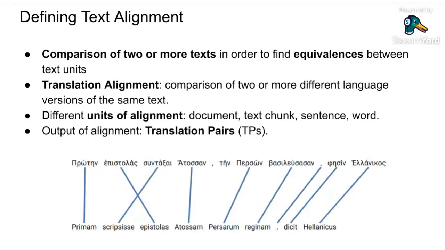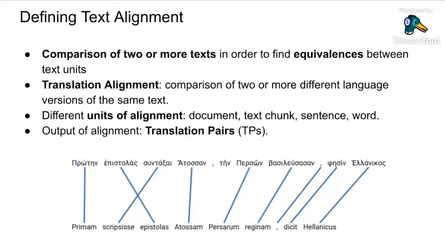Generally, we talk about alignment units depending on how granular we want this comparison to be. So we can align text at the document level, we can align text chunks, such as chapters or paragraphs, or even poetry lines. We can align sentences, or at the maximum granular level, we can align word by word. Generally, the output of the alignment is pairs or unit pairs. When we talk about translation alignment, we typically talk about translation pairs.